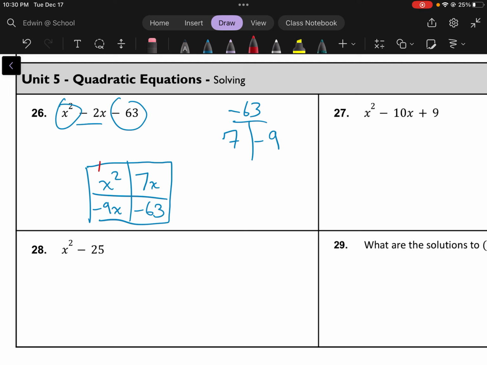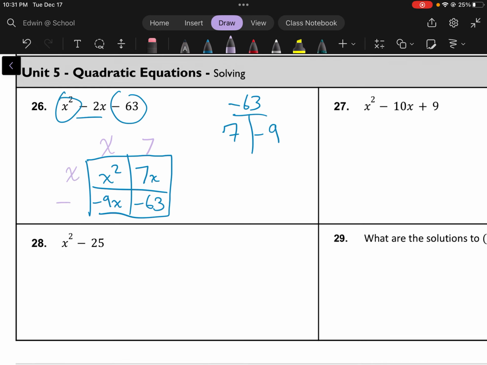So now we put our factors in the box. And now we want to look column by column and row by row to see what our greatest common factors are for each row. I look at this first one, x squared and 9x, that first column. You could divide both of them by an x. Second column, you could divide both of those numbers by a 7. The first row, divide them both by an x. And the second row, you could divide them both by a negative 9. So there's a negative in the front, meaning we have to divide out a negative.